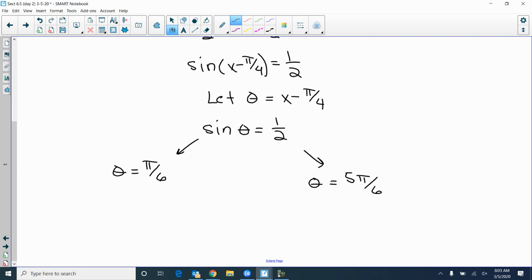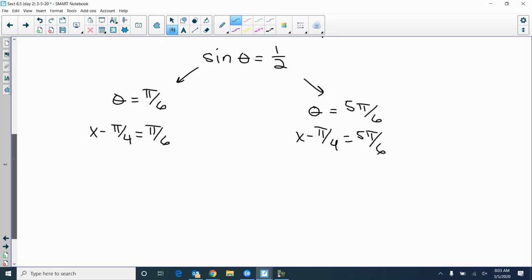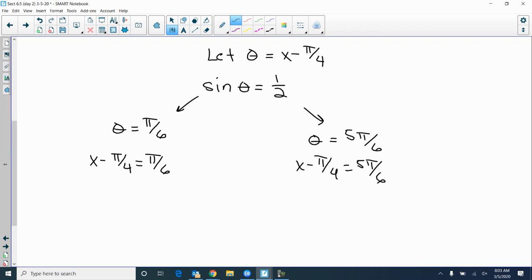All right, that can't be my final answer because my final answer has to be in terms of x. Here's what you do now: you take out the theta and what do you put back in its place? x minus pi over 4. Some of you might just jump straight to this and do x minus pi over 4 equals pi over 6, and then x minus pi over 4 equals 5 pi over 6. I'm going to go through the substitution route, but like I said, some of you would just say, oh yeah, I'll just make that equal pi over 6 and then 5 pi over 6. Make sure you add pi over 4.